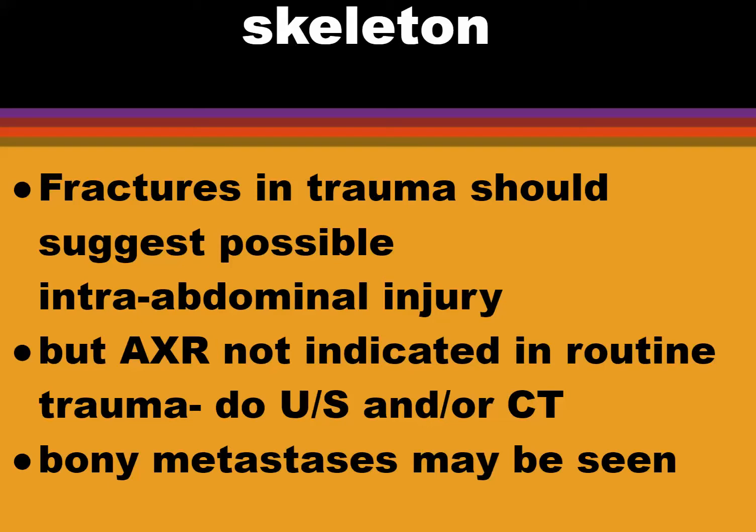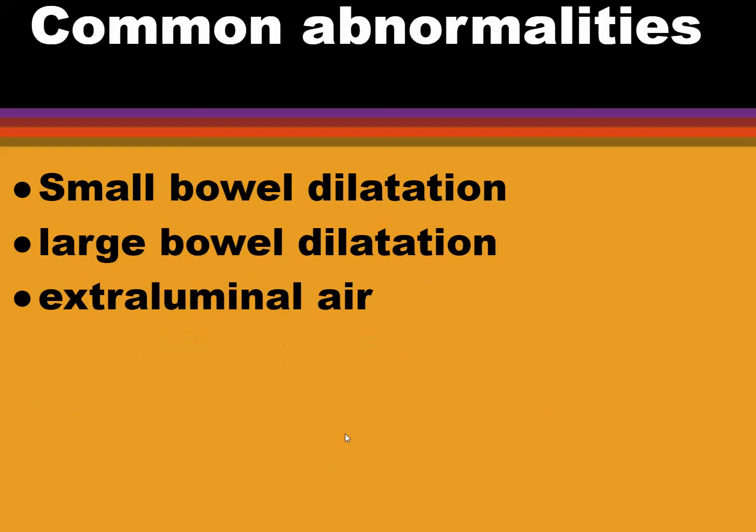Okay, so that's the basics. Let's look for the common things now. So the common things we see on an abdominal X-ray are small bowel dilatation, large bowel dilatation, and extraluminal air. I mean, that's what we see.